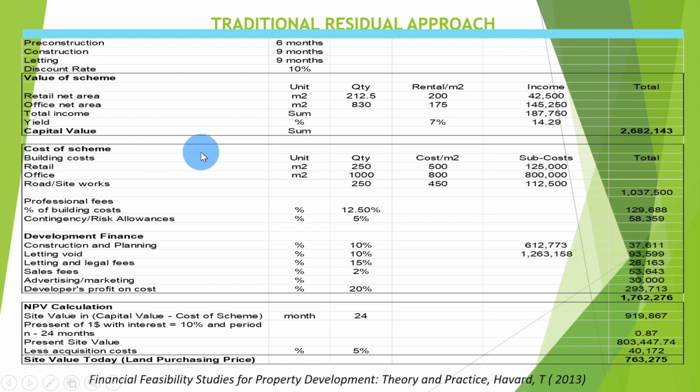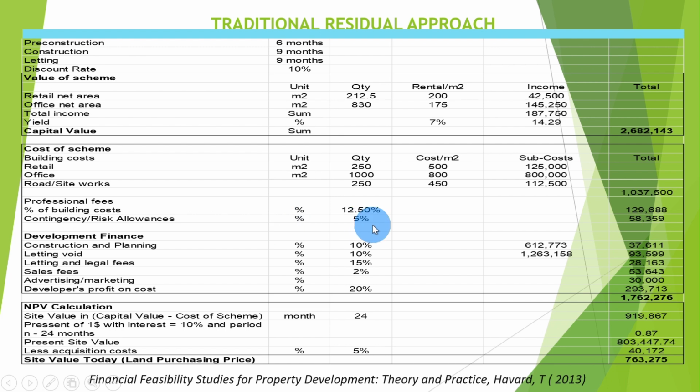For the cost scheme, we have building cost. Building cost we calculate by multiplying the quantity area with the cost per square meter. I believe many of us who are working as QS professionals will be able to understand how to calculate this cost. Maybe from the cost data, but it's not my concentration in this video. We will discuss it separately in another video. And then the professional fee is a percentage based on our construction cost, and contingency and risk allowances.